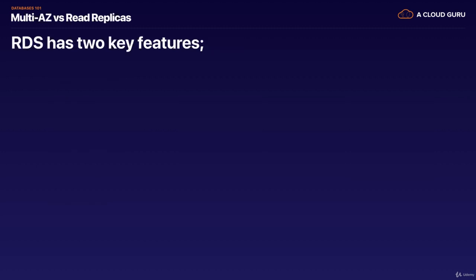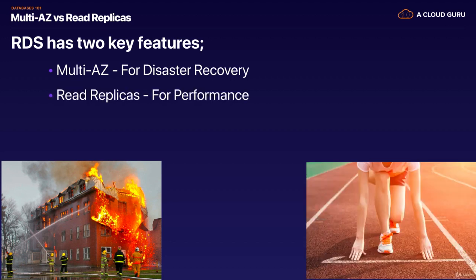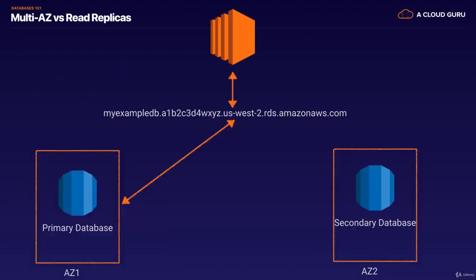The main thing you need to understand about RDS, or Relational Database Service, is it has 2 key features. We've got multi-AZ, which is for disaster recovery, and then we've got read replicas, which is for performance. So multi-AZ, disaster recovery; read replicas, performance. You will get all these different scenario questions, and it will be asking you if you should be turning on multi-AZ or whether you should be using read replicas. Really, it's all about whether you want to spread your databases across multiple availability zones, then you want multi-AZ. Whereas if you're trying to boost the database's performance, you're going to go for read replicas.